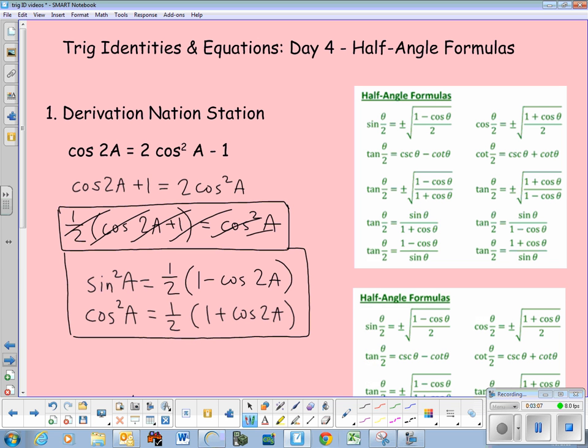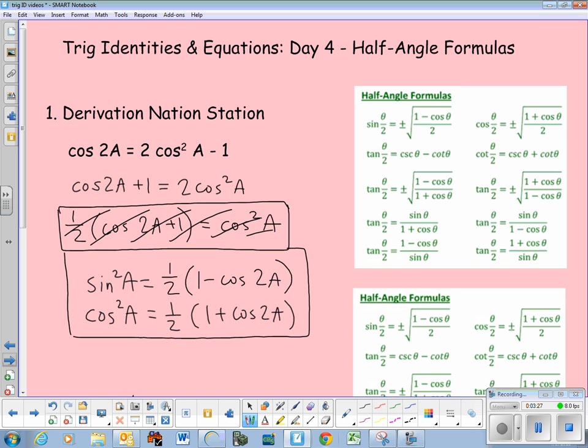It's in our textbook, the old book. It's listed with the half-angle formulas, but like I said, it's not on your sheet. But these two can be pretty important. And we could have just started with the double angle and rearranged them to isolate sine squared and cosine squared. But I just want you to be aware that they are often written like this.